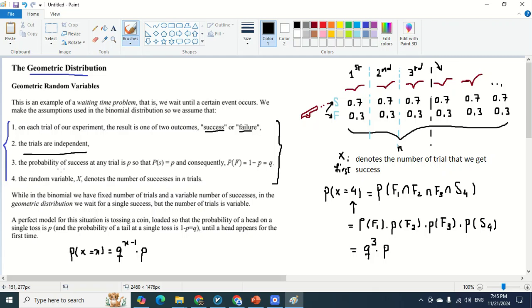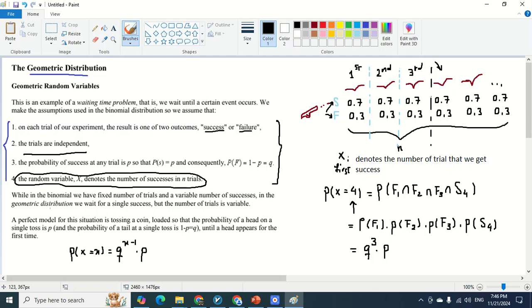The third said that the probability of success at any trial is p, and consequently the probability of failure is 1 minus p, equal to q. So this value is constant, it's not changed like in a hypergeometric distribution. The random variable x denotes the number of successes in n trials. The last item is actually a characteristic of the binomial distribution, which is not correct for the geometric distribution.